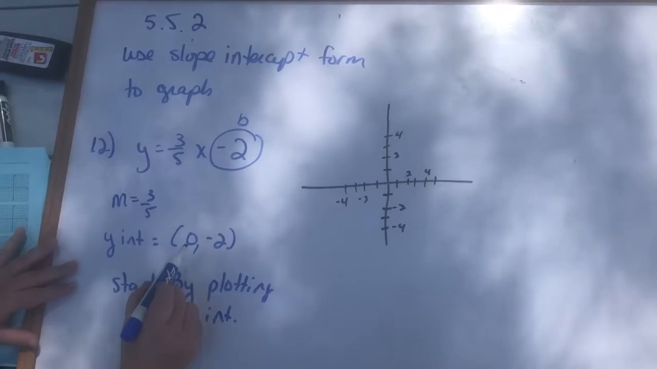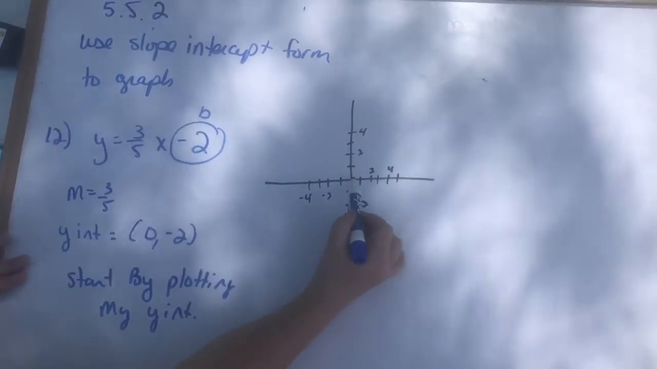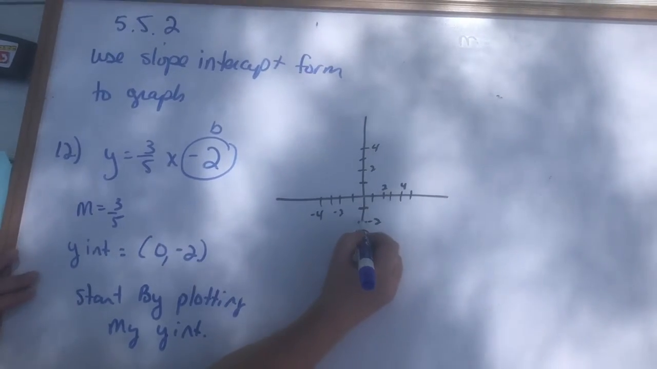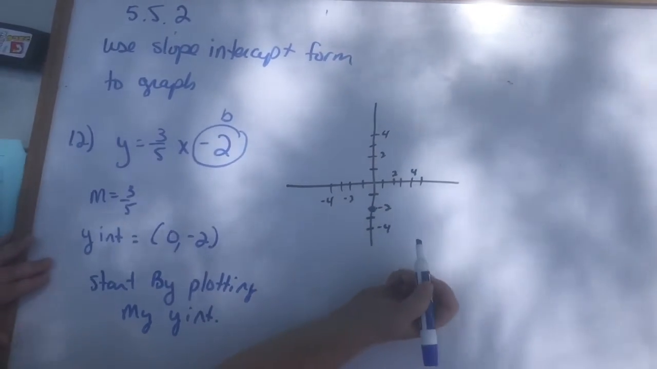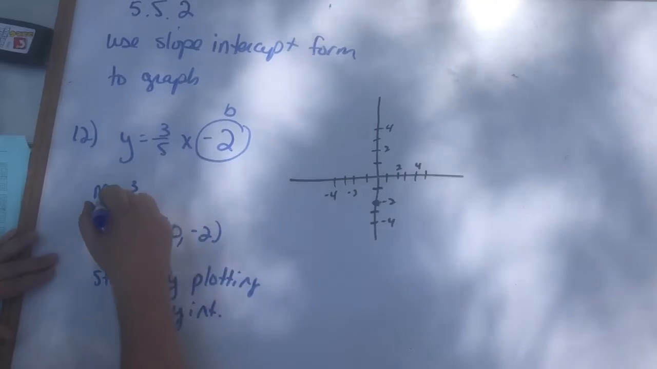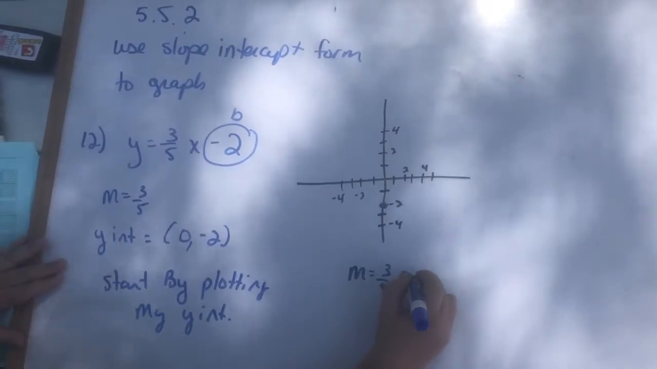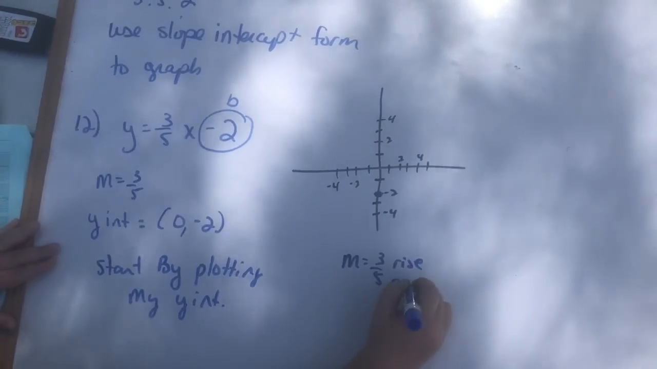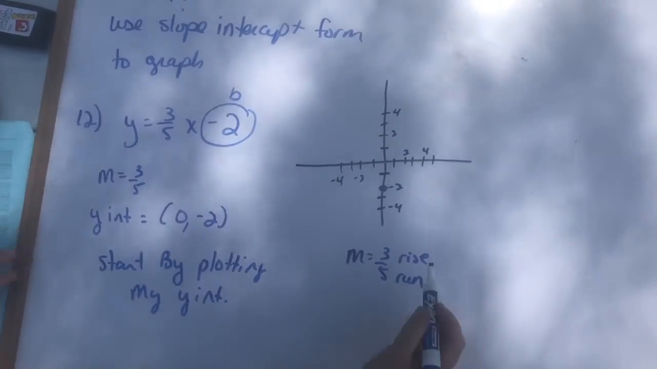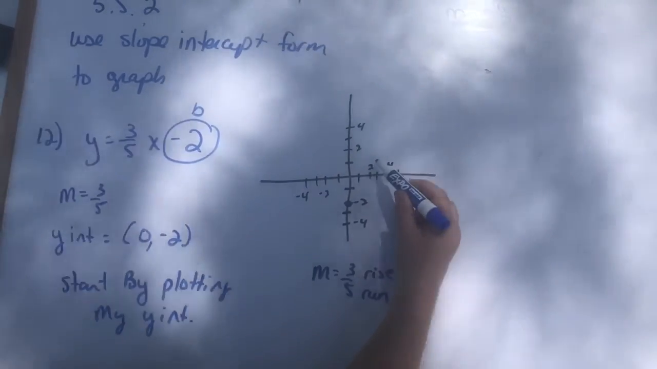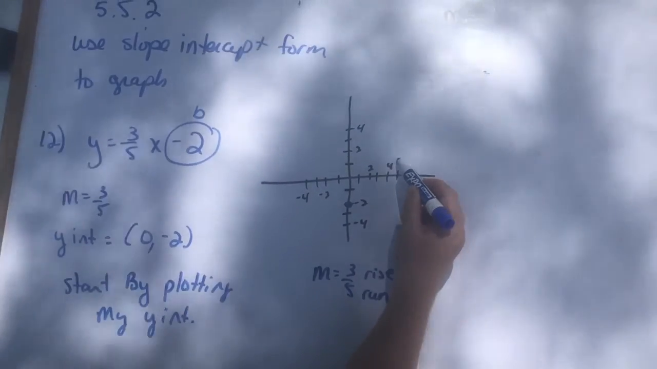So my y-intercept is at 0, -2. Now remember that we start at 0 and we don't go left or right, so then we go down -2. So there is my y-intercept, and it's crossing the y-axis. Now my slope, which is m equals 3/5, means that I'm going to go up 3 and I'm going to run 5. So I'm going to go up 3, so that means I go 1, 2, 3, and I go 1, 2, 3, 4, 5.